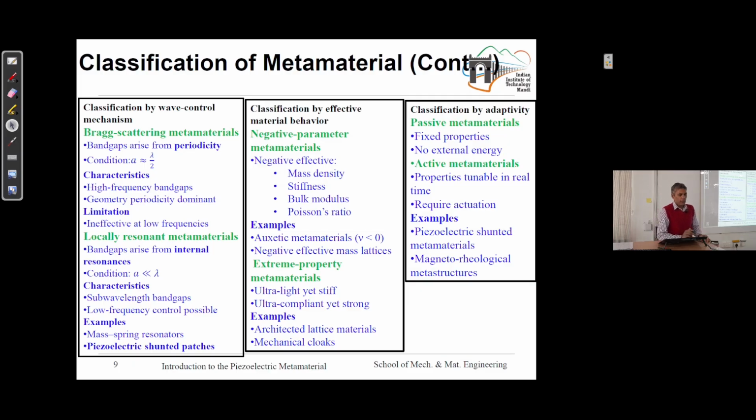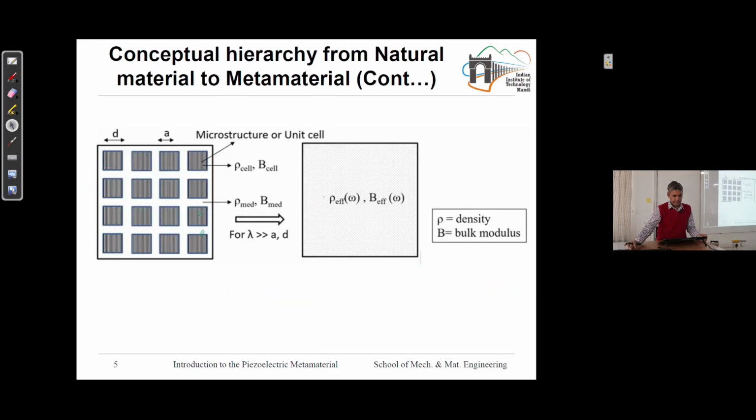This can be done only if we have the size a. Here, d is the lattice size, the distance between two meta units or meta atoms, and a is the size of one meta atom.